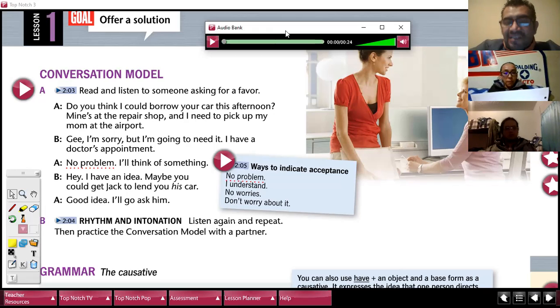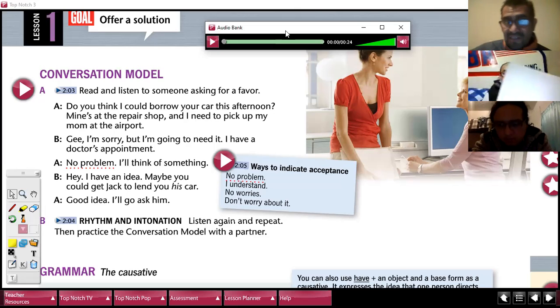Okay, so there are other ways to indicate acceptance. In the case of the conversation, we have no problem. But you can say, I understand. You can say, no worries, or you can say, don't worry about it. Okay, those are the other ways you can indicate acceptance. But let's listen to these expressions.